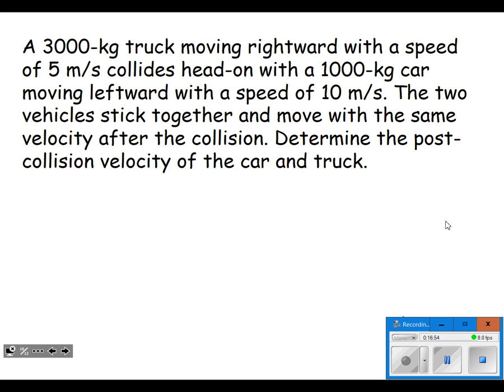All right, so I have a 3,000 kilogram truck moving to the right with a speed of 5 meters per second. It's going to collide head on with a 1,000 kilogram car that's moving to the left with a speed of 10 meters per second. So there's some keywords here about right and left that you need to pay attention to because I didn't put signs in this one, okay? Then the two vehicles stick together. That's another important piece of this. And then they move at the same speed after the collision. So again, determine that post-collision velocity of them combined.